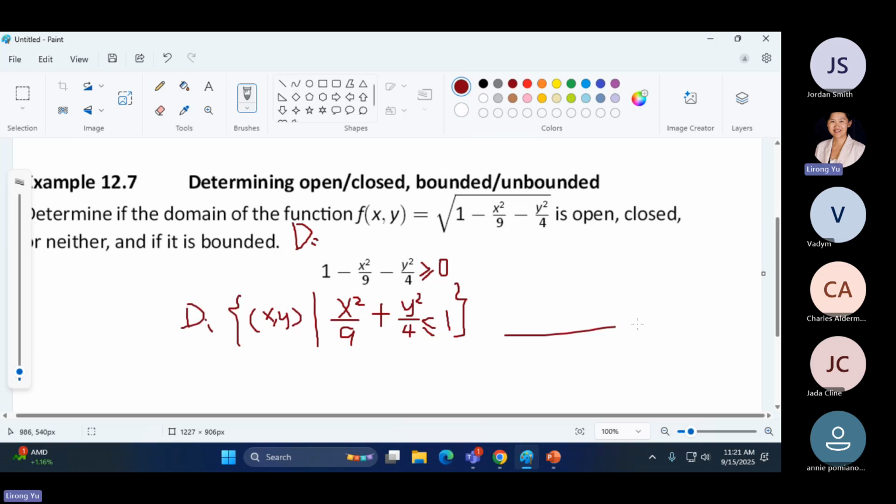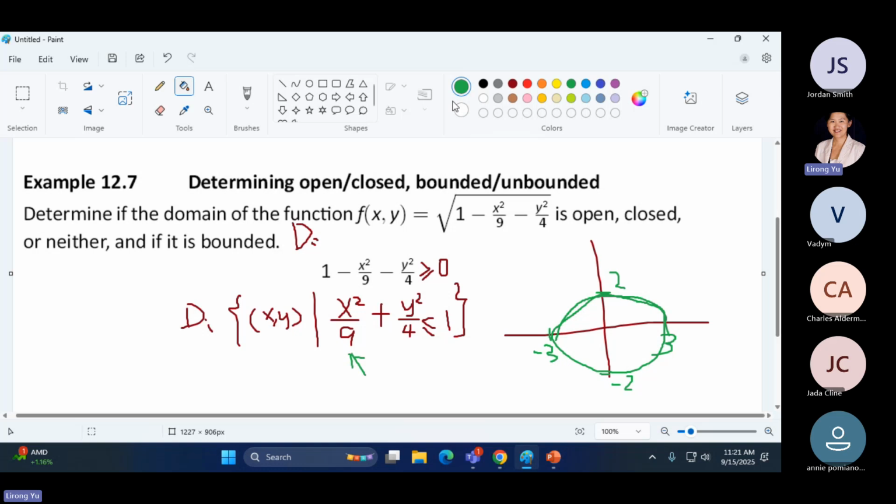You can see the ellipse looks like this. If x squared over 9 equals 1, then x squared equals 9, so you have 3 and -3 as the boundary for the x value. For y squared over 4 less than or equal to 1, y squared is less than or equal to 4, so the y value is bounded between 2 and -2. So the domain of the function is the inside of the ellipse. The drawing is not perfect, but this will be the domain.